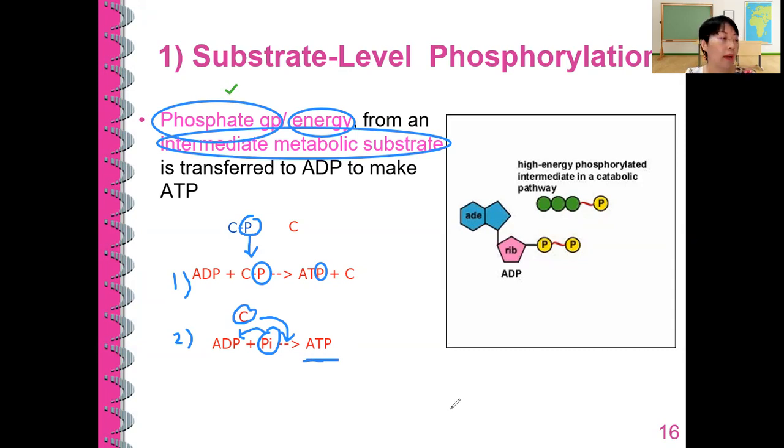So this is called substrate-level phosphorylation. And this intermediate substrate is the intermediate substrate of the respiration pathway. Okay? Right. So let's move on.